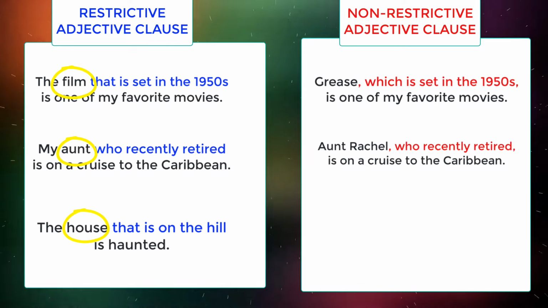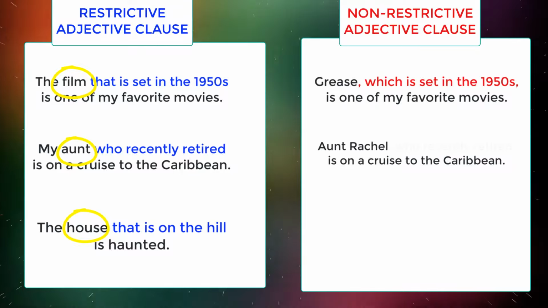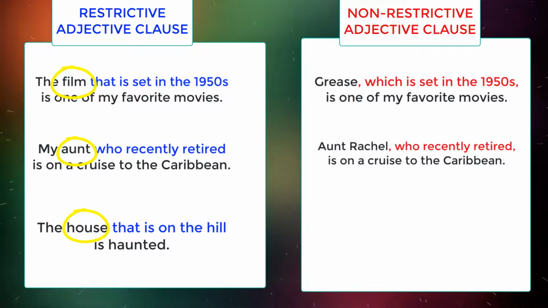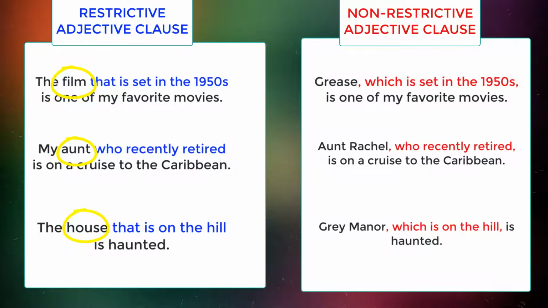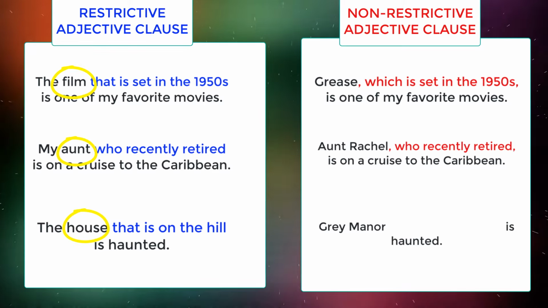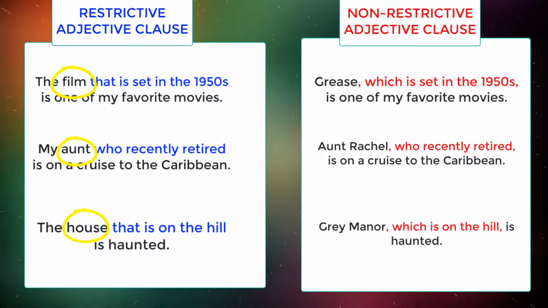Aunt Rachel, who recently retired, is on a cruise to the Caribbean. Again, you see that the adjective clause is non-restrictive, non-essential. We can remove it, and we still identify the noun, the proper noun in this case. Aunt Rachel is on a cruise to the Caribbean. Gray Manor, which is on the hill, is haunted. Again, I can remove the adjective clause and the sentence still makes sense, and the noun that was being modified by the adjective clause still makes sense and is still identified. We do not need witches on the hill to identify Gray Manor.